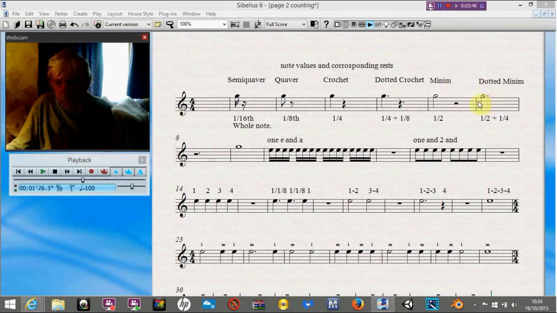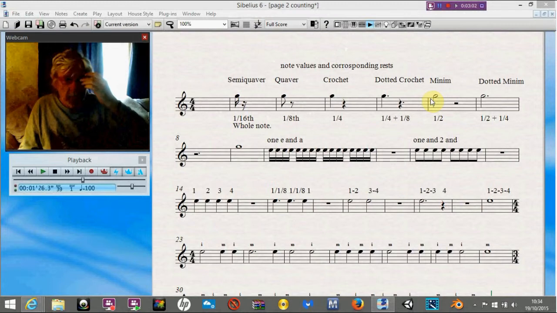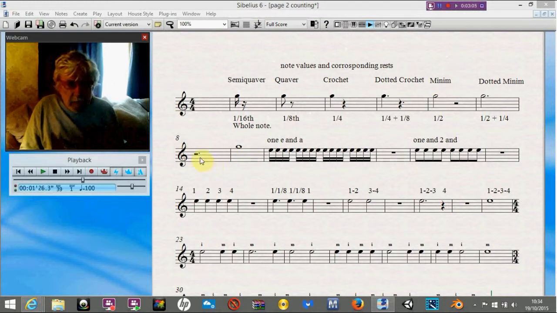And we have a dotted minim, which is a half note we've just talked about, with a quarter note joined to it. So the value is 3 crotchets within that dotted half note or minim. There's a little hat there that goes up with a dot, and we have the whole note, which is 4 beats.